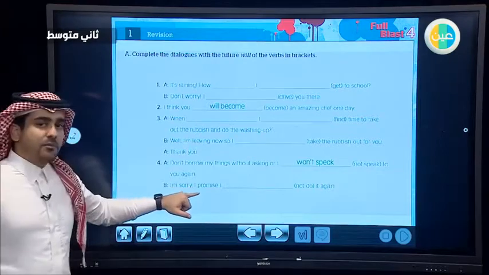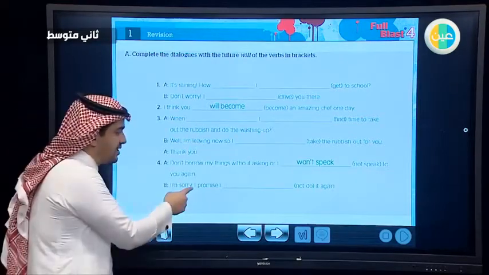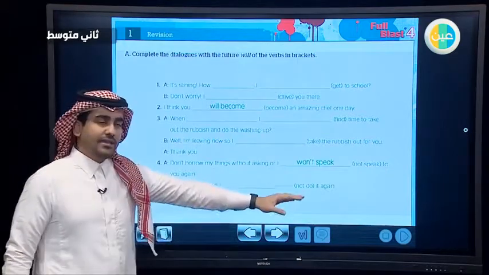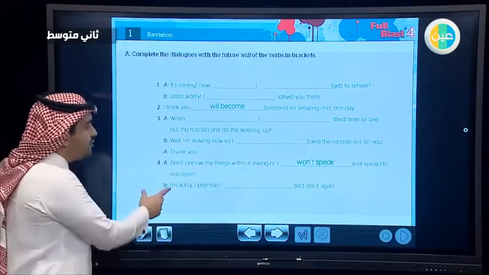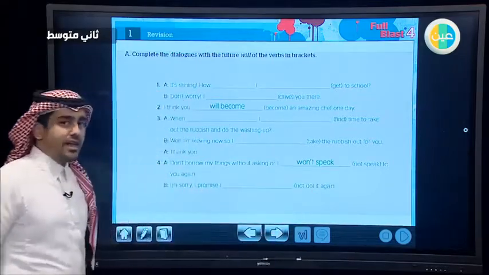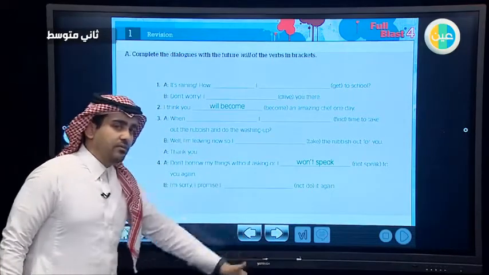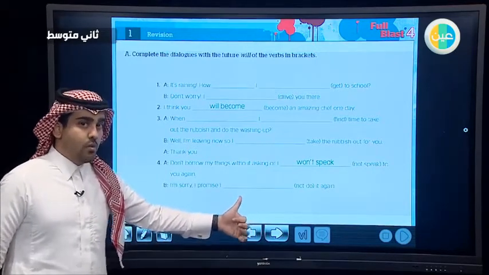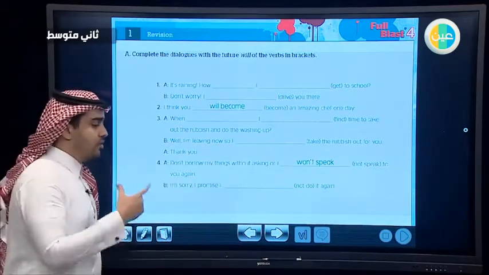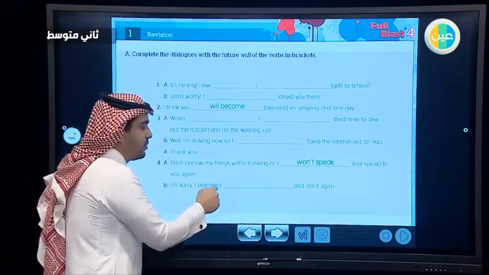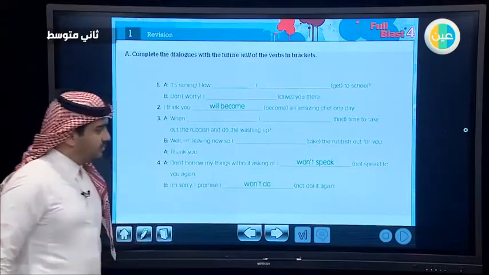So here we have a promise. It's clearly a promise because he said, I promise. Okay, I'm sorry, I promise, I blank not do it again. So in the negative form, instead of will not, we can also say won't and add the verb. So I promise I will not do it again. I promise I won't do it again.